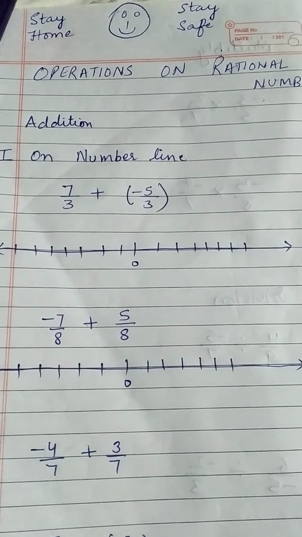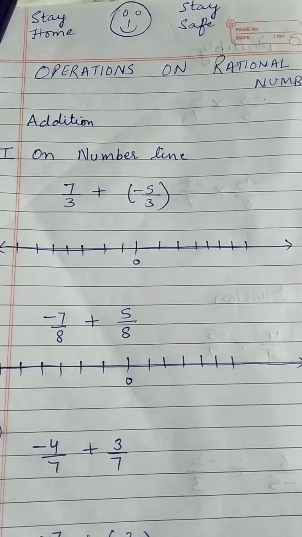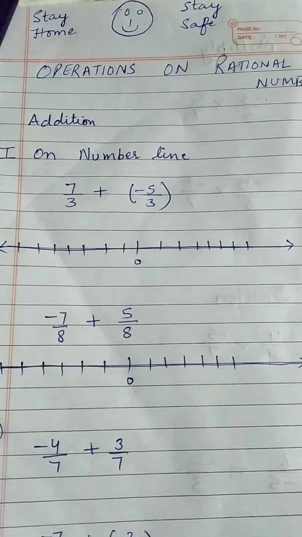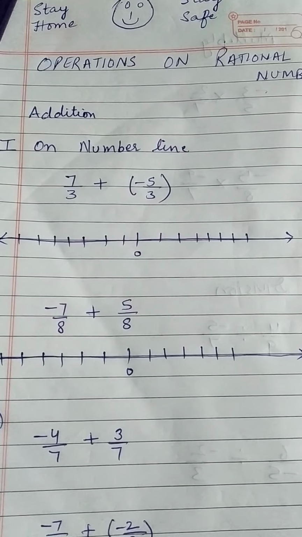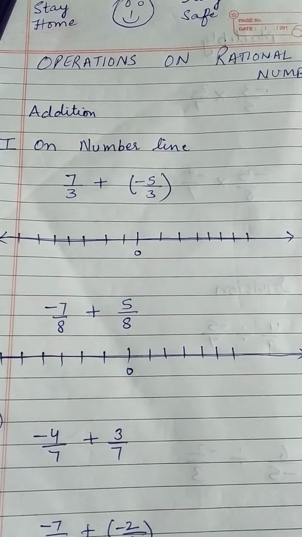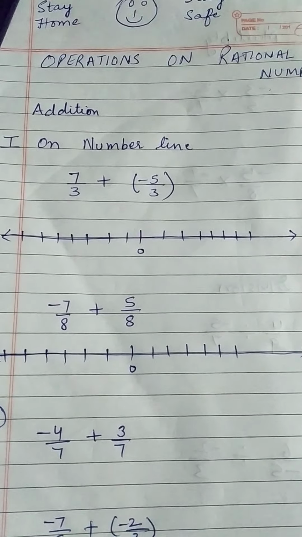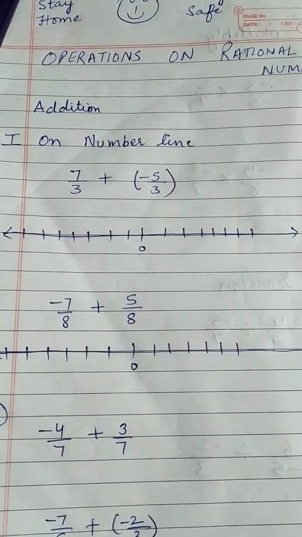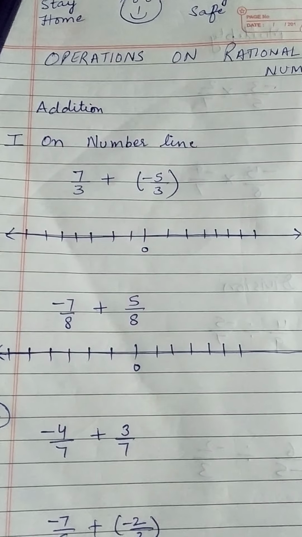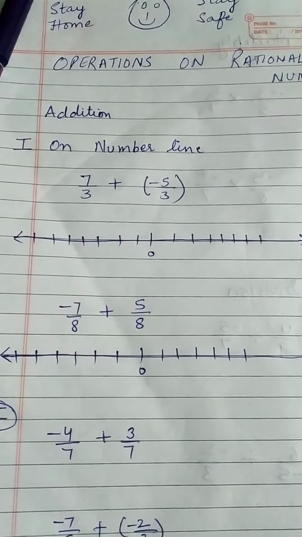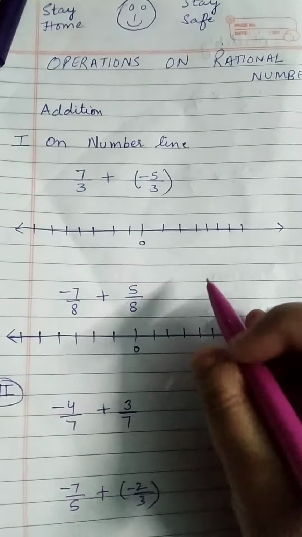In our last video, we understood what rational numbers are and how to work on them. Our next topic is Operations on Rational Numbers. It means we will focus on addition, subtraction, multiplication, and division. Let's take the first topic, addition, and let's do it on the number line first.